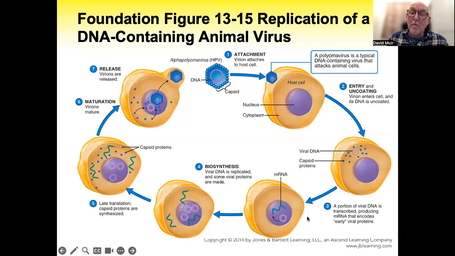In the host genome, the genes read off two things. First of all, they read off lots of messenger RNA, which goes to the cytoplasm, which makes all of the viral proteins, the capsid proteins, and whatever other proteins it needs. The second thing is that this viral genome is replicated over and over and over again, so that it produces copies of the genome.